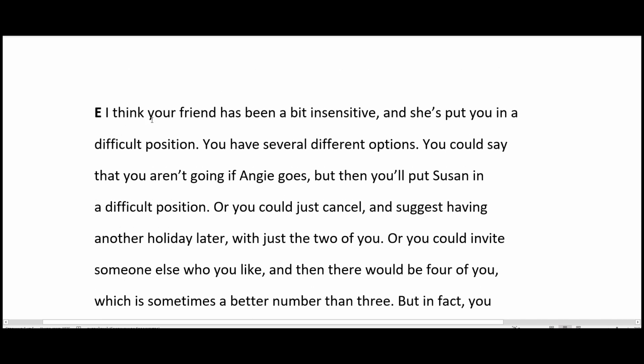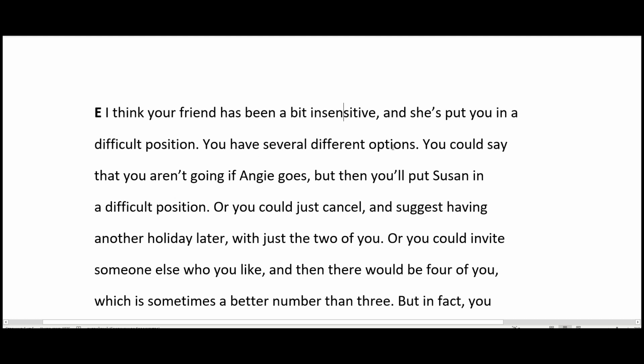Эксперт говорит, да, я думаю, твой друг has been a bit insensitive. То есть, как бы здесь перевести? Insensitive, то есть человек, которого не волнуют чужие чувства. То есть имеется в виду, не тактично немножко поступила. Давайте так переведем в этом контексте. Вообще insensitive немного нечувствительно. И она поставила вас в тяжелую позицию. То есть это я, конечно, прям совсем дословно, вас в неудобную позицию поставила.